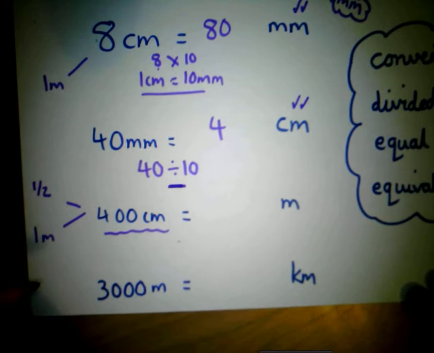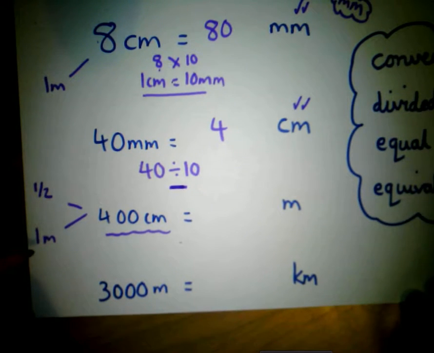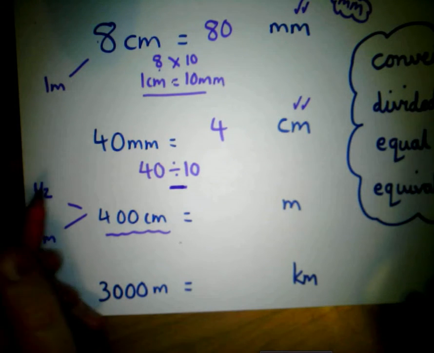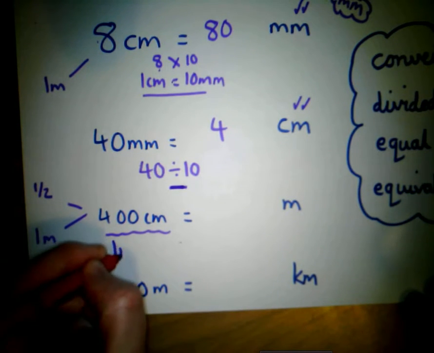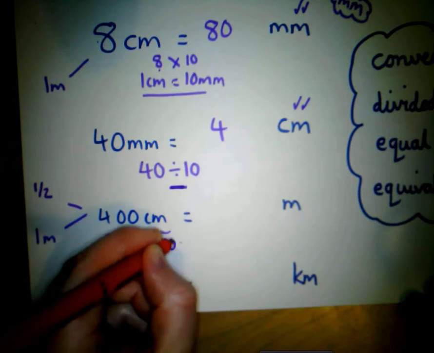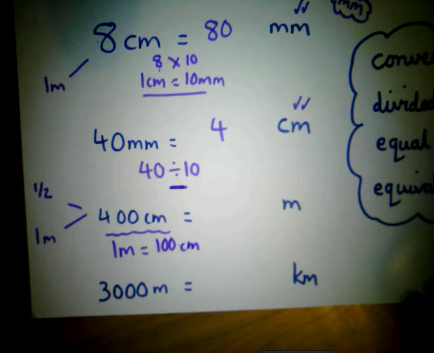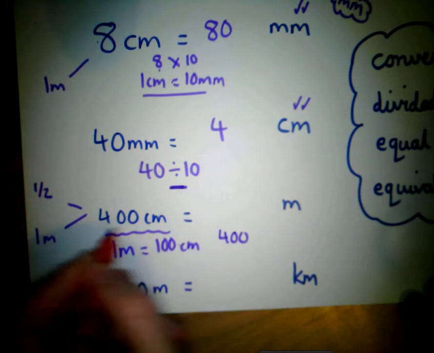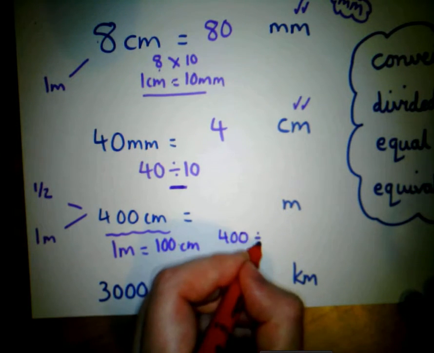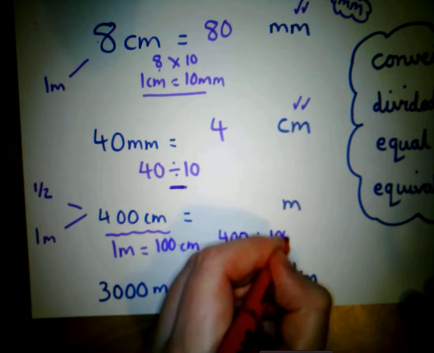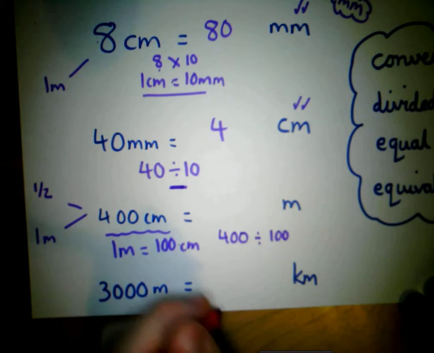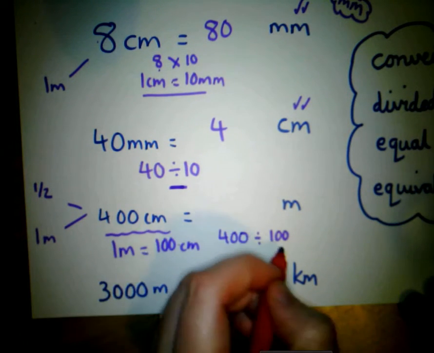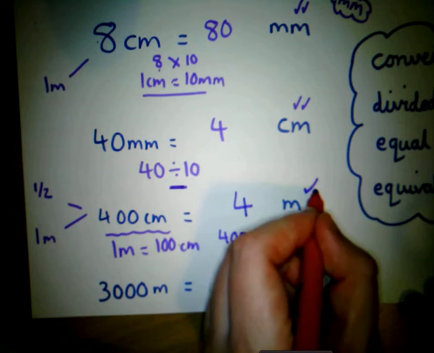Okay. Now, looking at this one, I know that this is a lot more than 1 metre. Don't fall for thinking it's half a metre. It's more than 1 metre, because I know now that 1 metre is the same as 100 centimetres. Now, to work out how many metres that is, all we need to do is 400 from here divided by 100. If we cancel out the zeros in both, we find out that 400 divided by 100 is 4 metres.